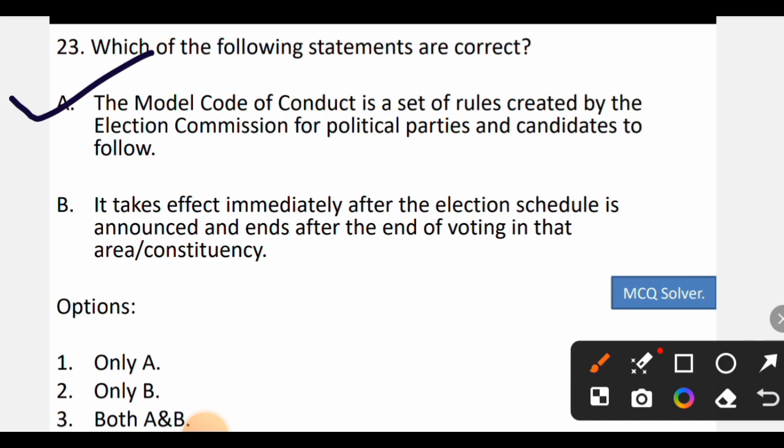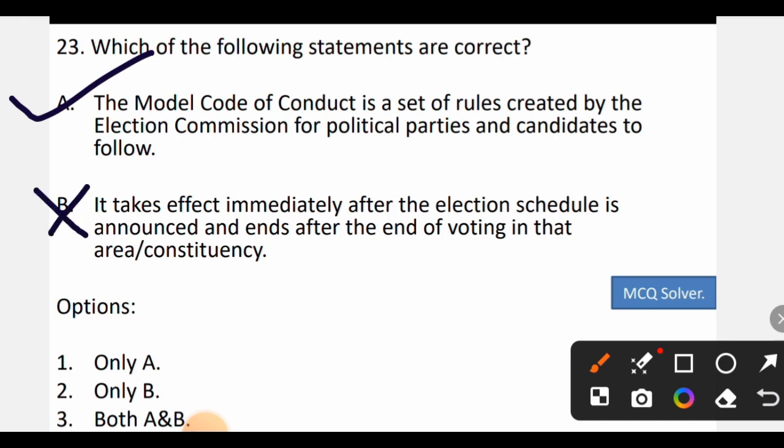So the model code of conduct is a set of guidelines made by the Election Commission of India, and they expect that the candidates and the political parties will follow them, like bribery should not be there, freebies should not be there. Now when it comes to statement C, it says that it takes effect immediately after the election schedule is announced and ends after the end of voting in that area or constituency. This is an incorrect statement.